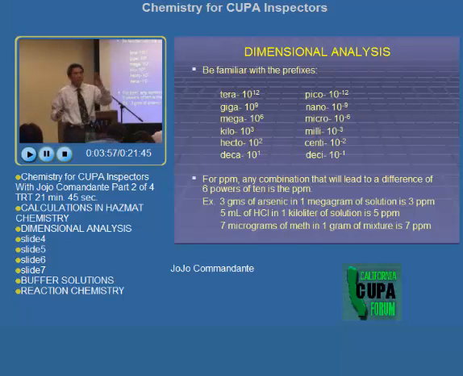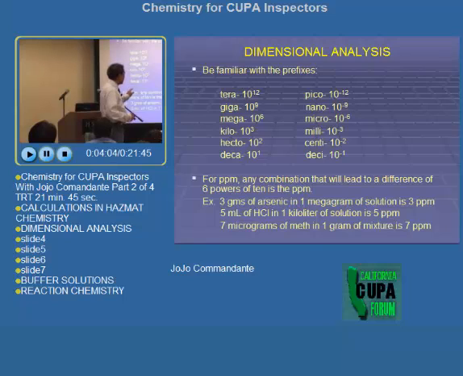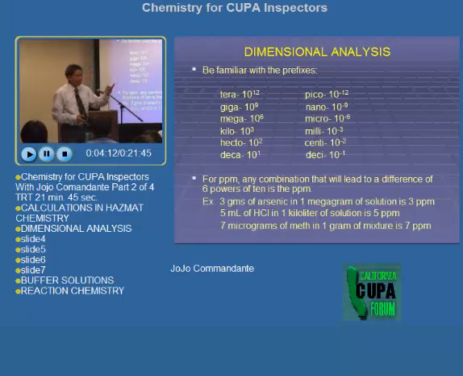You just remove gram per megagram, and it's already ppm. Next, 5 milliliter of hydrochloric acid in 1 kiloliter of solution is 5 ppm. Because milliliter in 1 kiloliter, milli is 10 to the minus 3, kilo is 10 to the 3rd. The difference is 6 powers of 10. Therefore, you remove it, it's just 5 ppm.